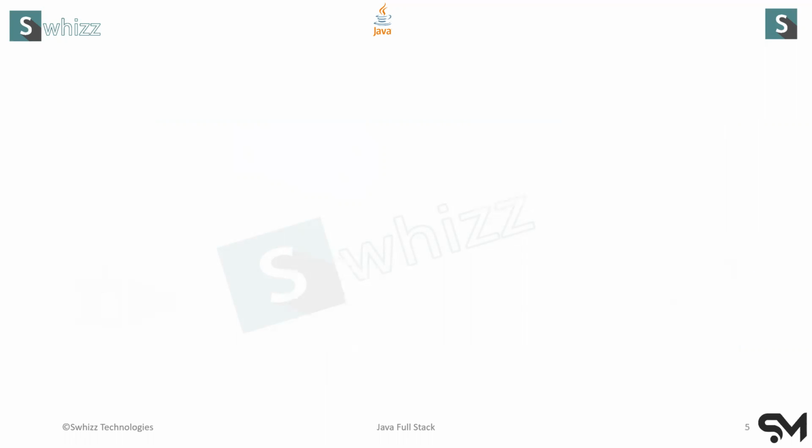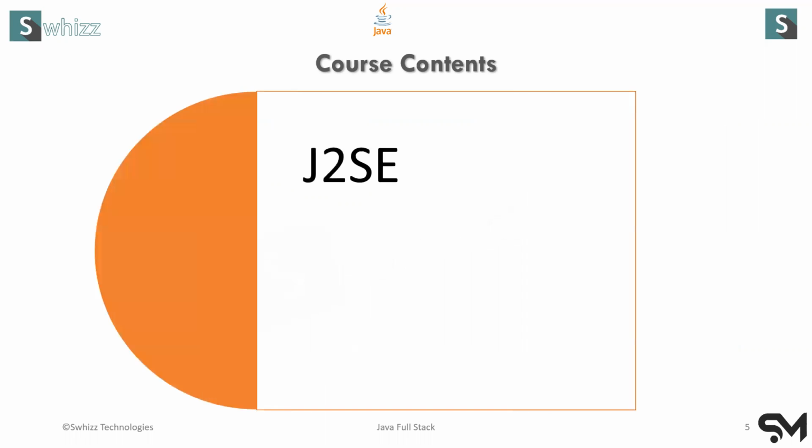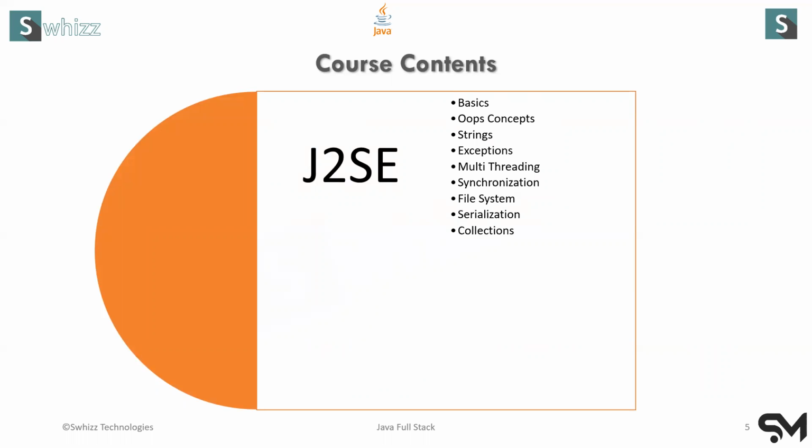Okay. Now, what are the course contents? Carefully listen to this. Our course is divided into two parts, J2SE and J2EE. You can also refer to them as Core Java or Advanced Java. In Core Java, we are going to discuss the basics of programming, object-oriented concepts, strings, exceptions, multi-threading, synchronization, file system, serialization, and collections. Of course, some special keywords are there, and we are going to discuss those also.